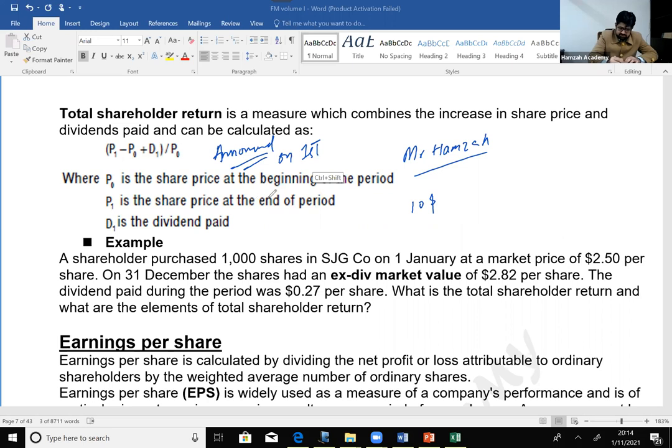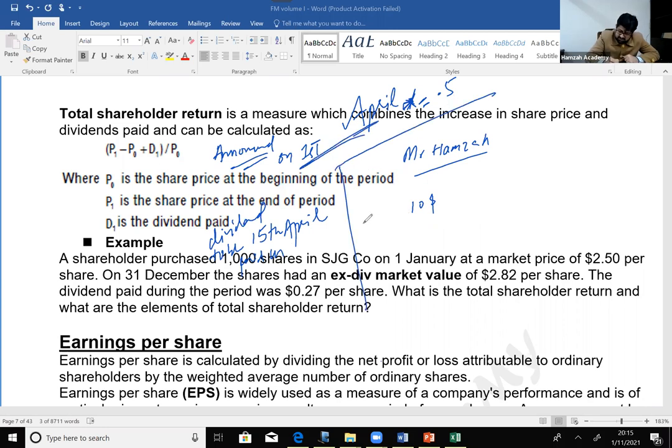On 1st April, the company announced a dividend of 0.5, that we will pay this dividend, and the dividend has to be paid on 15th April. Now just see here. On 31st March, the share was trading at $10. This was the price.